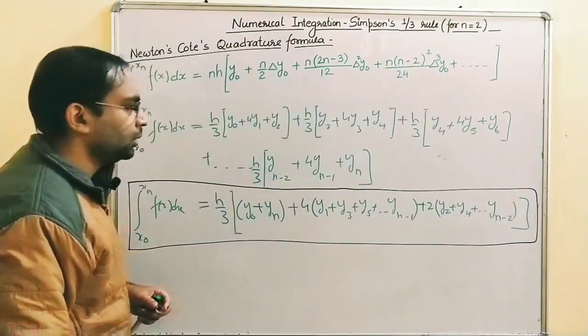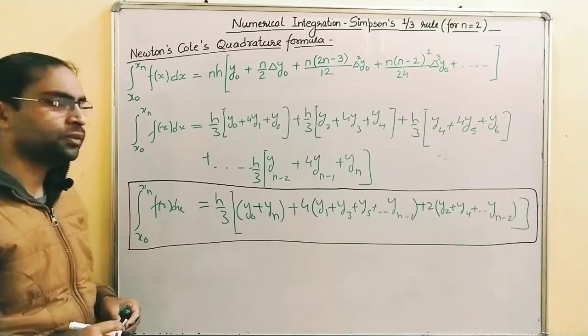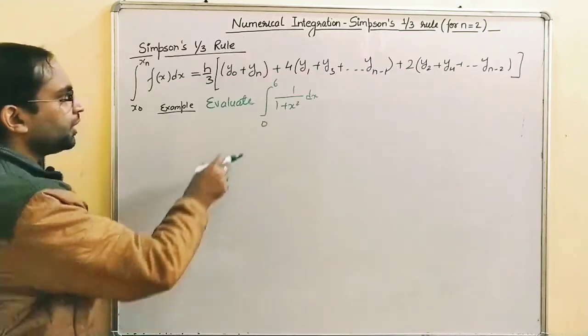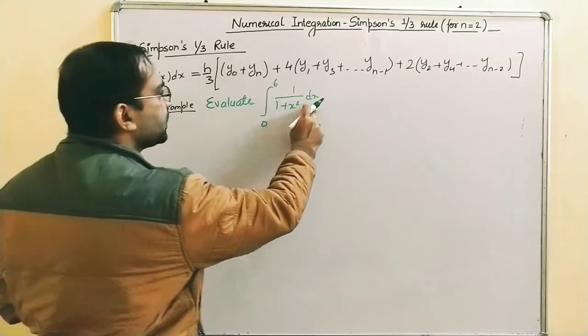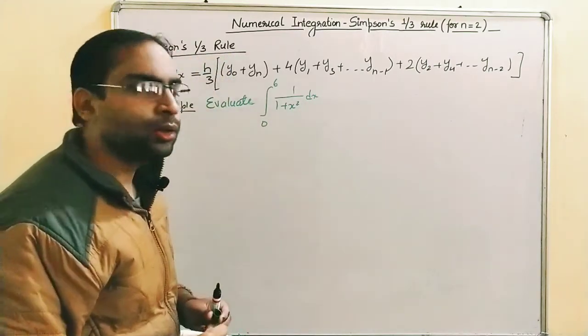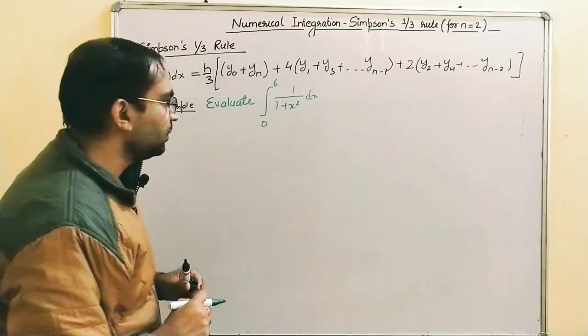So now let's get to an example and see how we can use this formula to achieve the integration. So this is the example. We have to evaluate the integral from 0 to 6 of 1 upon 1 plus x squared dx using Simpson's 1 by 3rd rule. So first of all, we need to create the data set table for this.